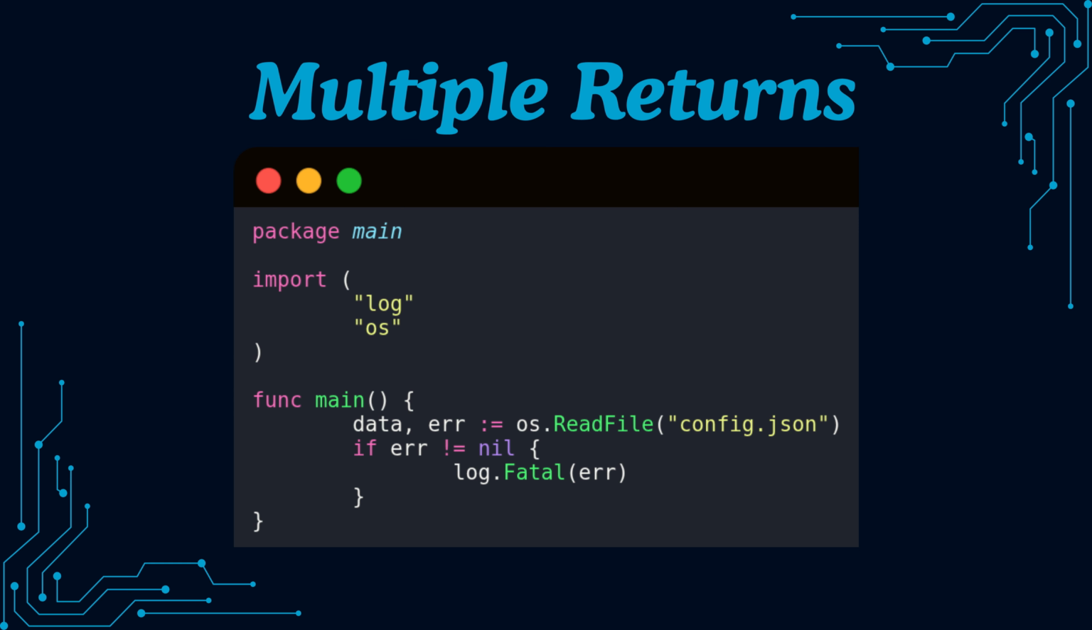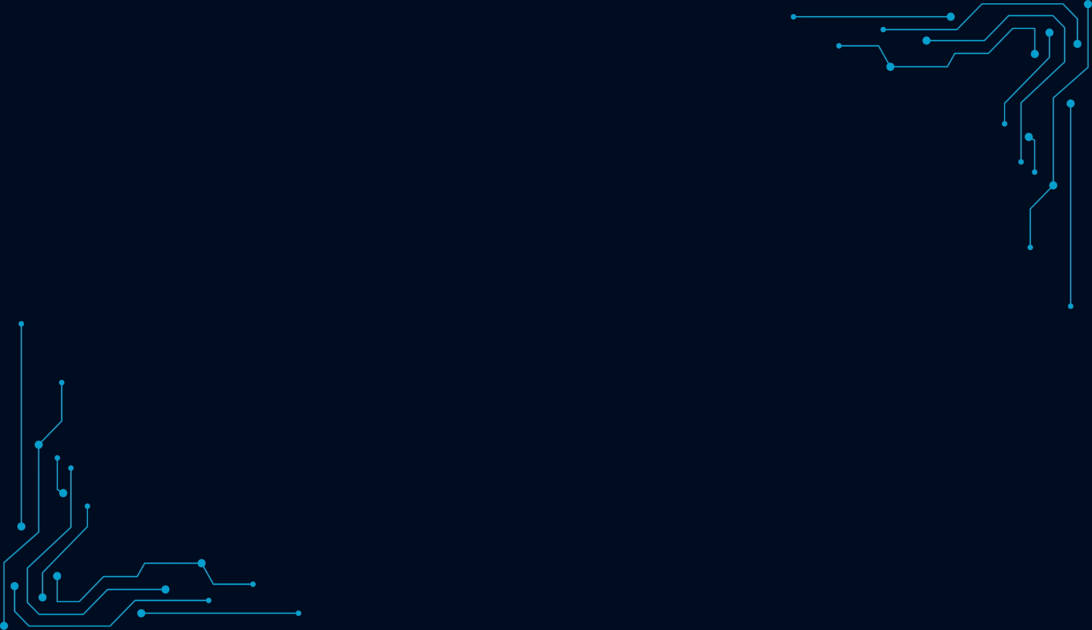The function reads the contents of a file, and it returns an error. If the error is not nil, it means that there was an error while reading the file. This is an example of how multiple returns can be used for error handling. If the function does not encounter an error while reading the file, the error will be nil. But if it did, we can handle the error gracefully.